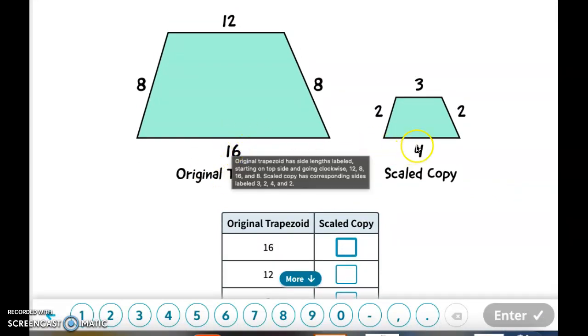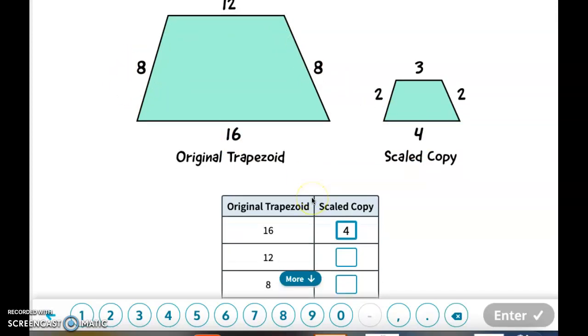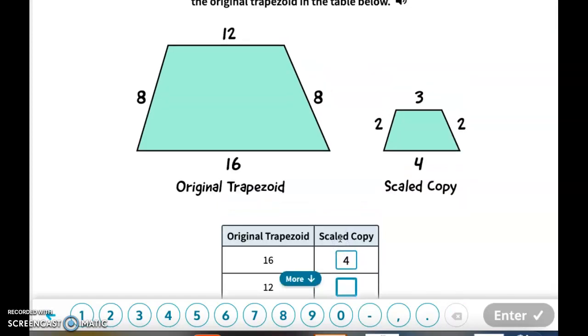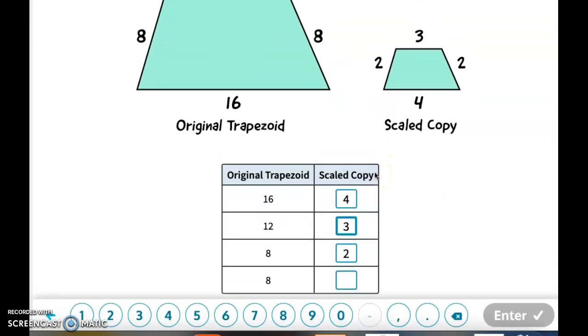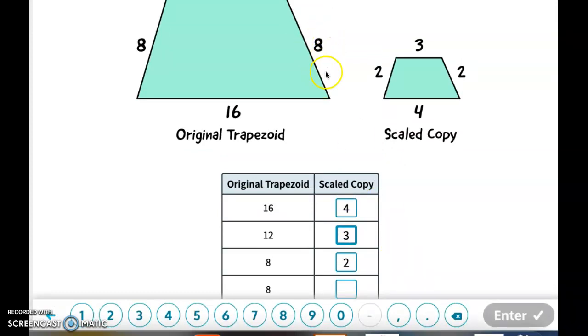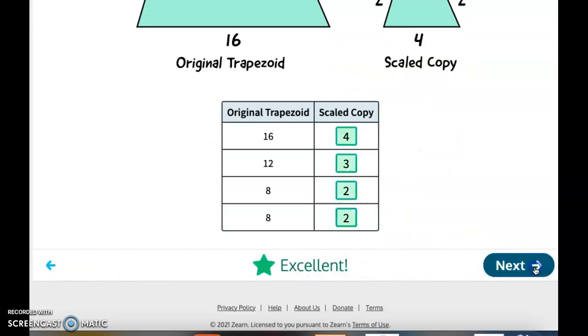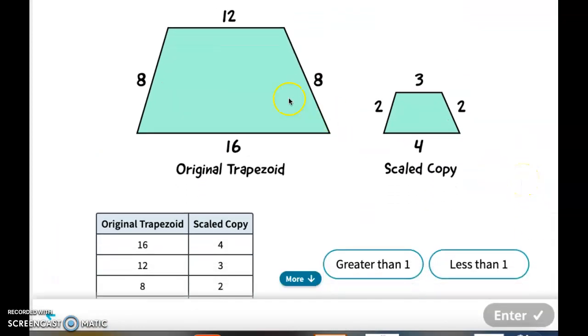16 matches to 4. 8 matches to 2. 12 matches to 3. And the other 8 matches to the other 2. Voila. Ta-da! Is it getting bigger or smaller? Well, smaller. So our scale factor should be less than 1.